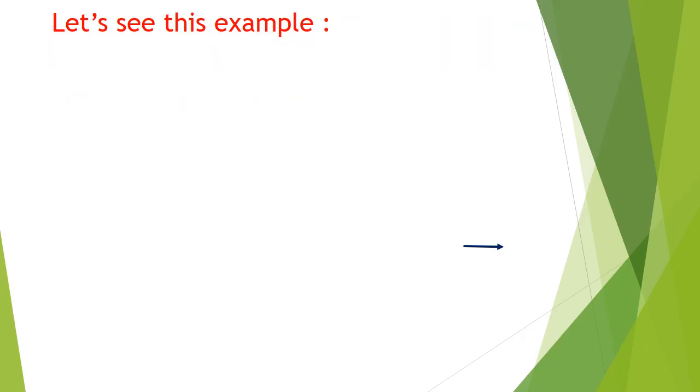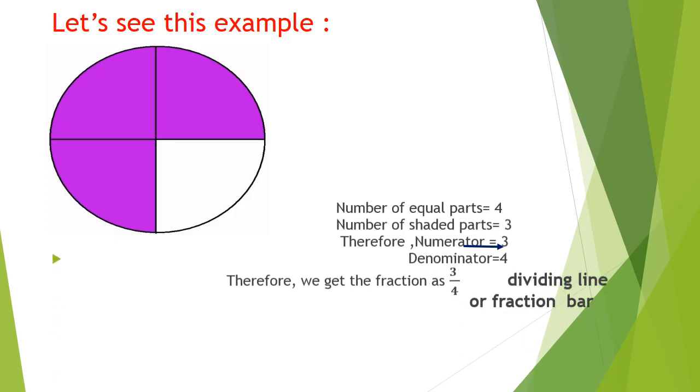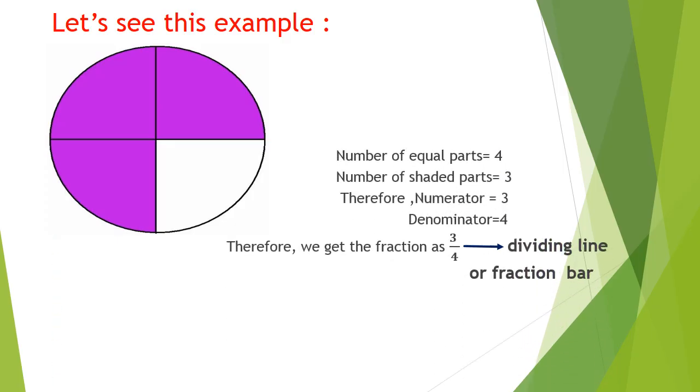Another example to make it even more clear. So here we have another example. This is a circle which is divided into 4 equal parts. But again, we see that out of the 4 equal parts, remember, equal parts, one part is not shaded, but only 3 parts are shaded.